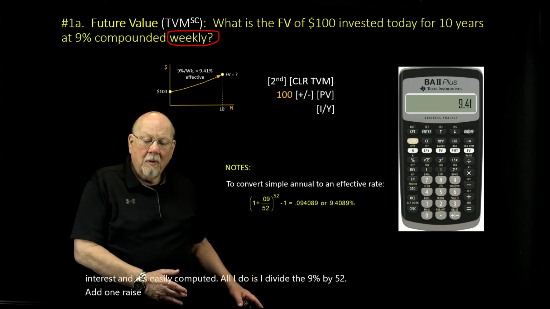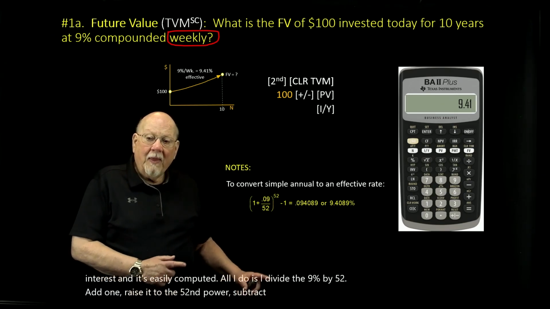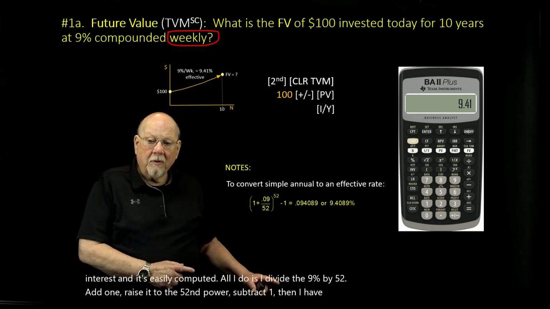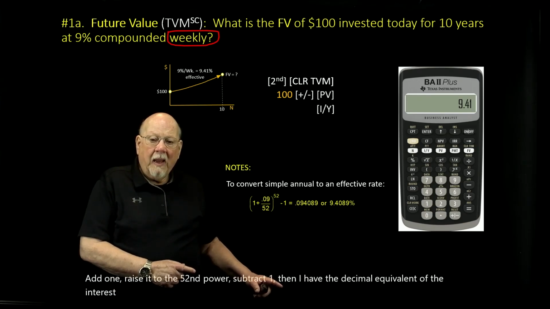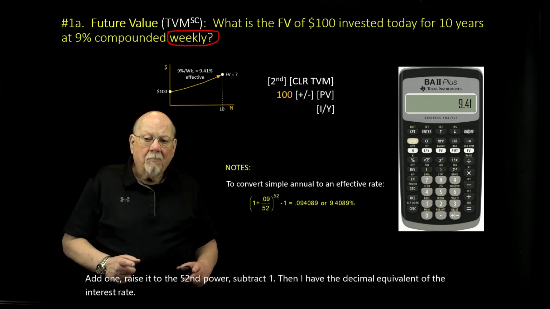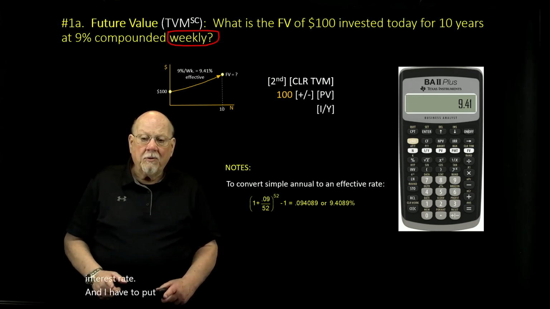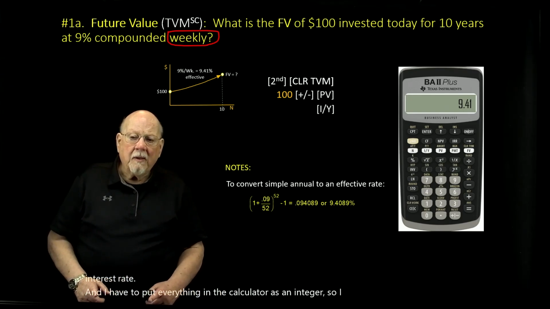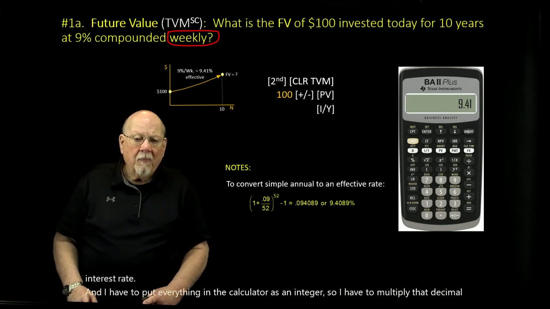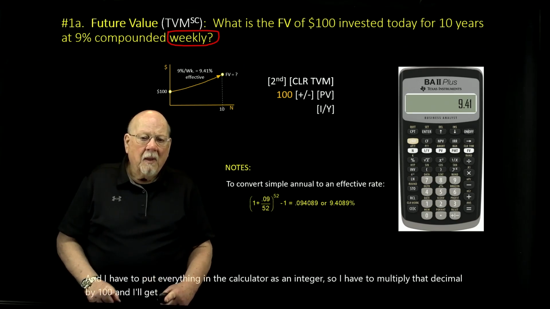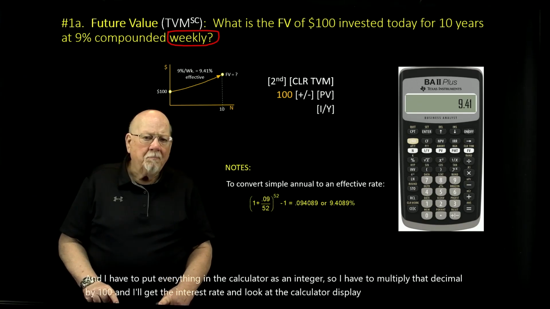52nd power, subtract 1, then I have the decimal equivalent of the interest rate, and I have to put everything in the calculator as an integer, so I have to multiply that decimal by 100, and I'll get the interest rate. And look at the calculator display. See where it says 9.41?